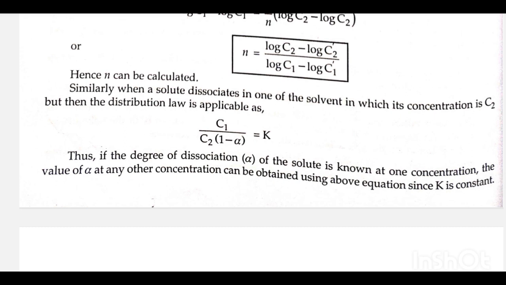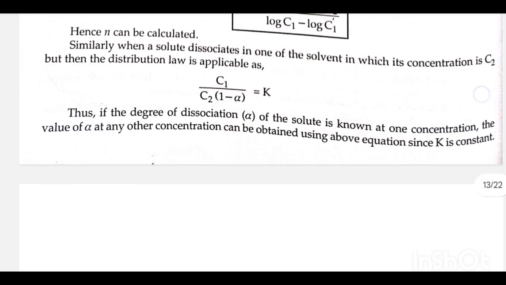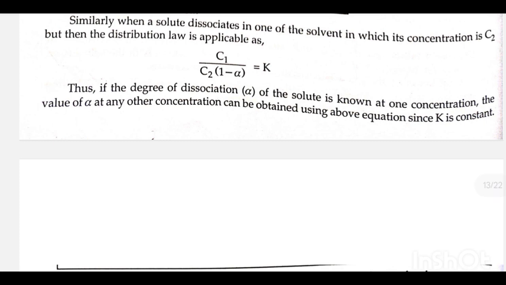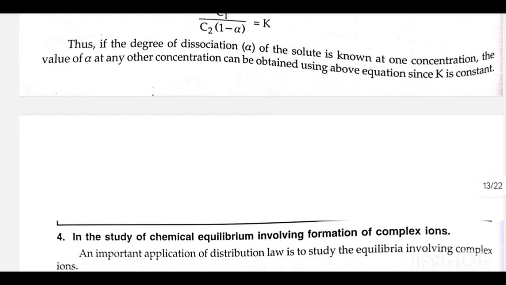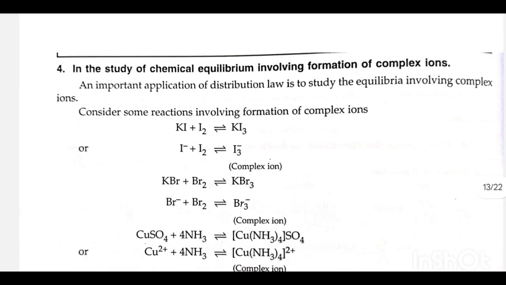Similarly, when a solute dissociates in one of the solvents in which its concentration is C2, then the distribution law is applicable as C1 upon C2 into 1 minus alpha is equal to K. Thus, if the degree of dissociation alpha of the solute is known at one concentration, the value of alpha at any other concentration can be obtained using the above equation, since K is constant.